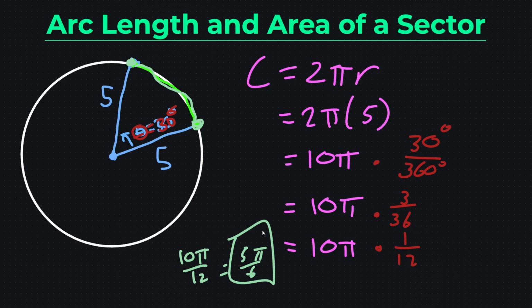So arc length is simply a chunk of a circumference. So instead of memorizing an ugly formula, which you could, I just think of finding the circumference and multiplying it by the chunk that I care about, the fraction that I care about, in this case 1/12. Let's move on and try and find the area of this sector now.